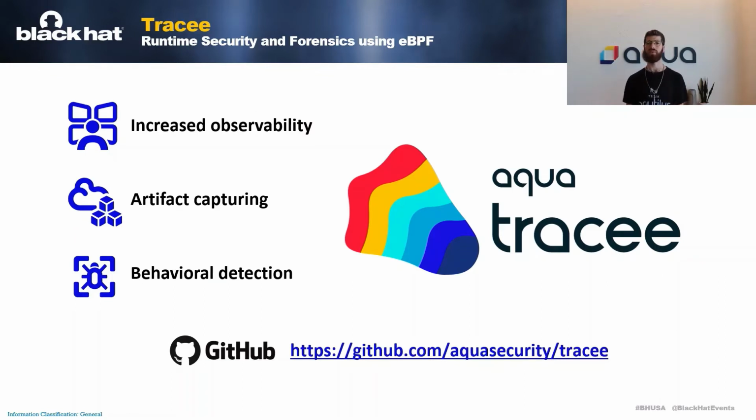So we've seen what eBPF is and why it's so great, and let's talk about our open source project. Tracee makes use of these eBPF features to increase observability into the kernel. It also has some neat features like artifact capturing, meaning that we can capture files that are executed, memory dumps, or even network captures. It also has behavioral detection based on our engine. You can see the code of Tracee and support it on GitHub.